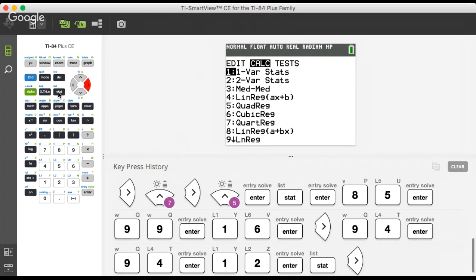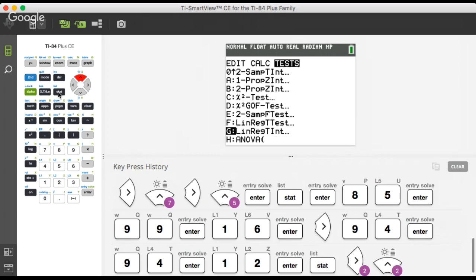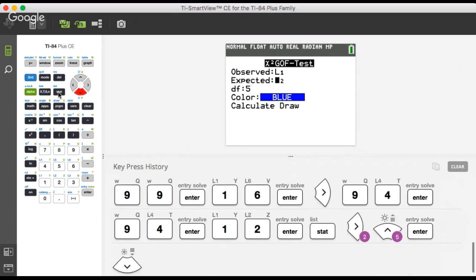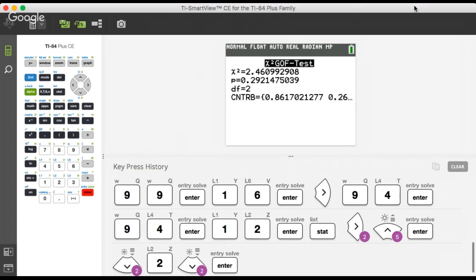So we're going to go to stat. And in the test, we go to our goodness of fit. The only thing that we need is the categories. Well, we have 3 categories. So remember with this, we do 3 minus 1, which would get degrees of freedom of 2 in this context. So we can calculate it to give me a test statistic of 2.46 and a p-value of 0.249.